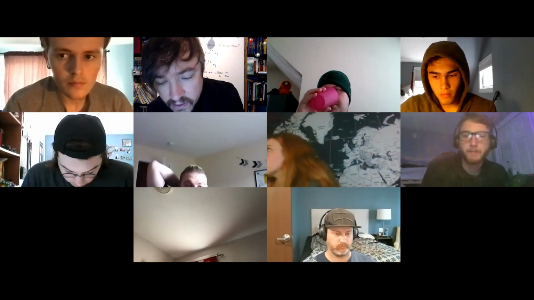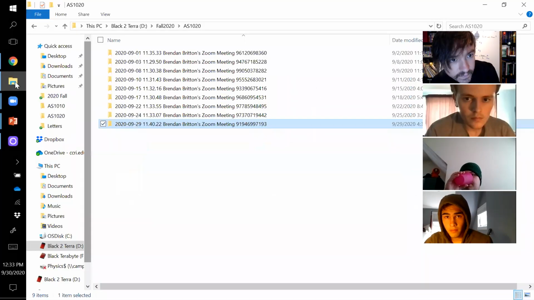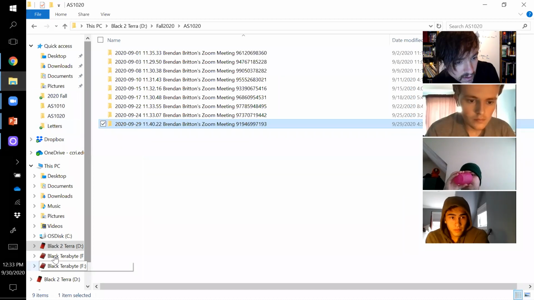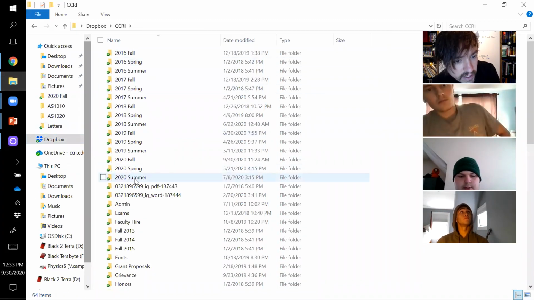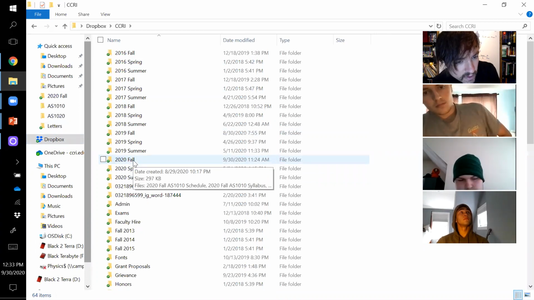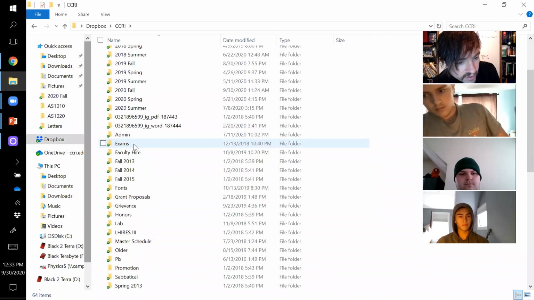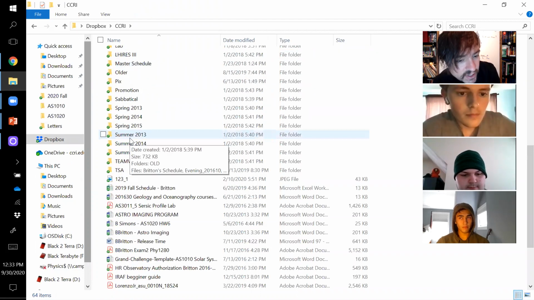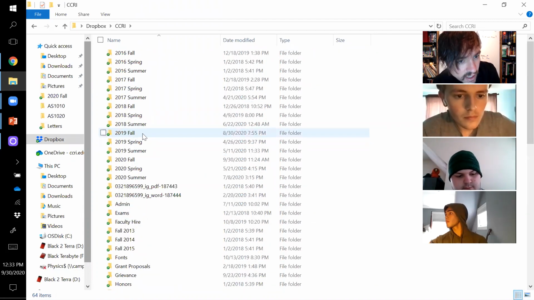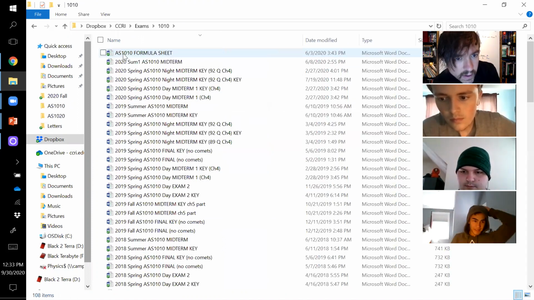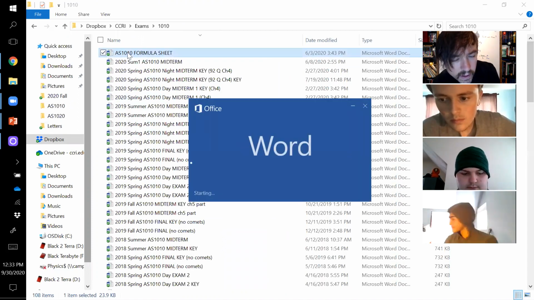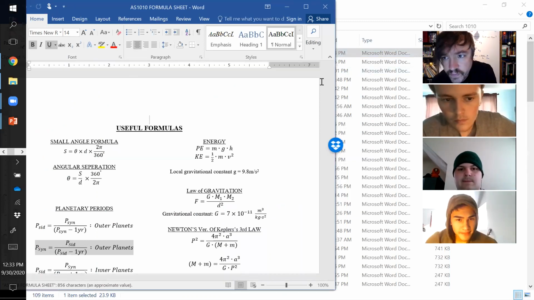So on the formula sheet, you'll see, in fact, just so you can get a sense of what that would look like, I have the one from last semester that I can show. It's probably not going to change too much. It looks something like this, guys. Here, I've got it right here. It took me a second.